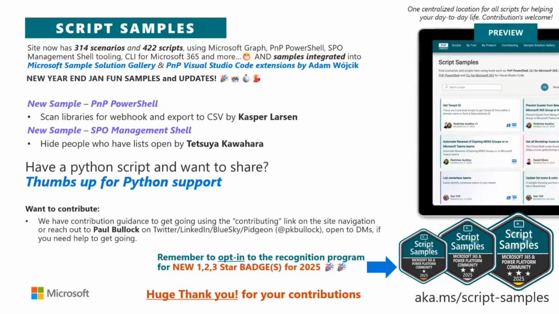So we have 2 brand new samples: scan libraries with webhook and export to CSV with Casper Larson, and we've got a new SPO Management Shell sample to hide people who have lists open by Tetsuya Kawai.